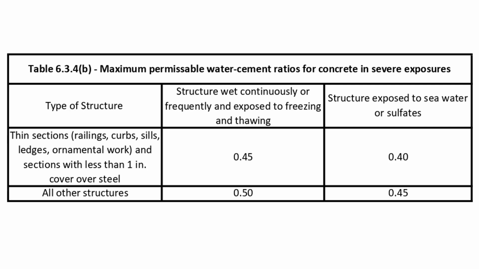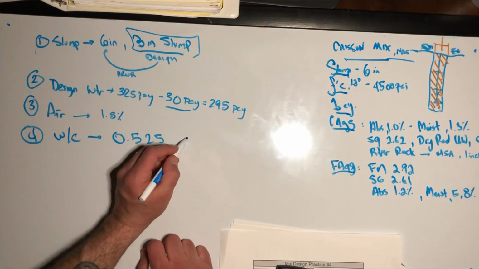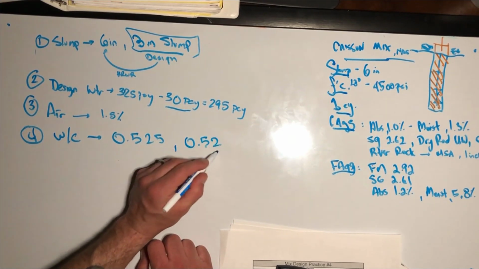And we do our check in table 6.3.4b. Specimens, all structures wetted continuously, freezing and thawing. Nope, none of that stuff. So we can use this 0.525, and I'm going to end up using a 0.52.